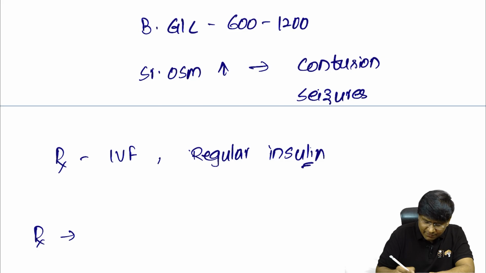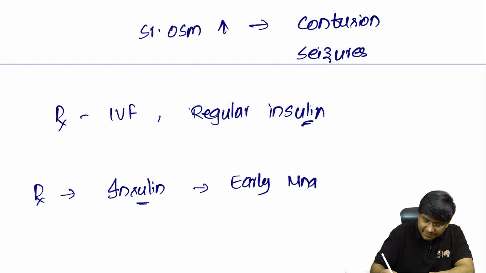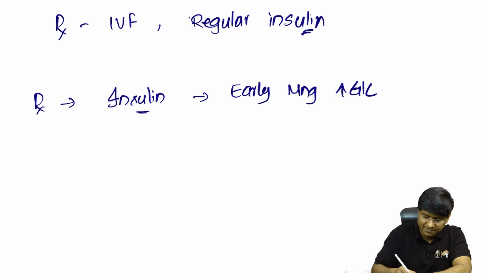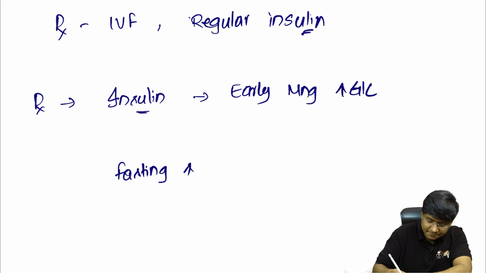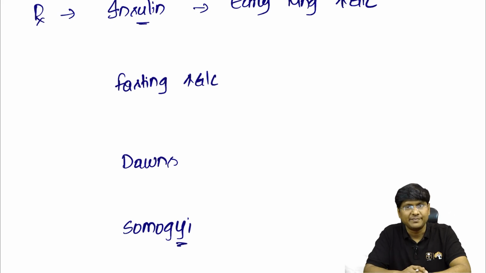And some of the important complications related to insulin. Some of the important complications related to insulin is the development of early morning hyperglycemia, right? Now, what are the causes for early morning hyperglycemia? Number one, fasting hyperglycemia. Then we have Dawn's phenomenon. Then we have Somogyi phenomenon. So these are the conditions where you will have early morning hyperglycemia.